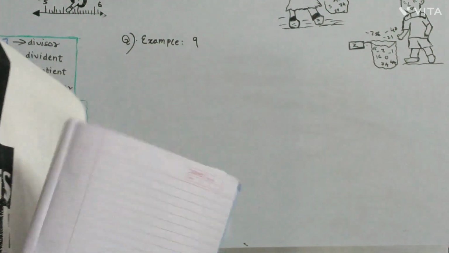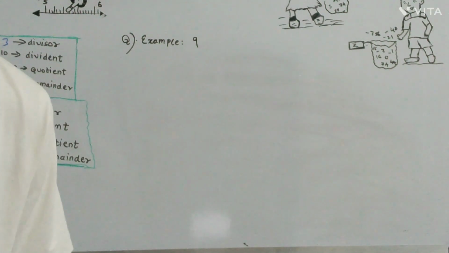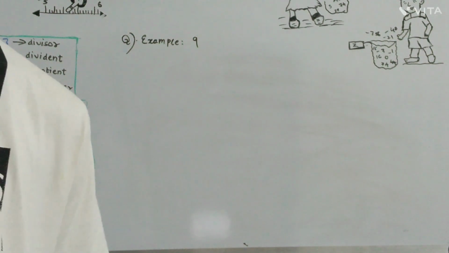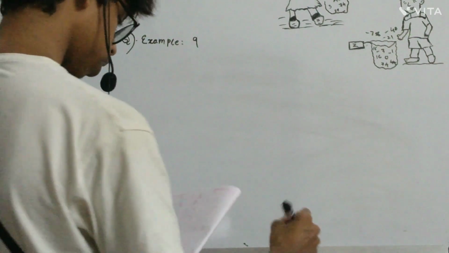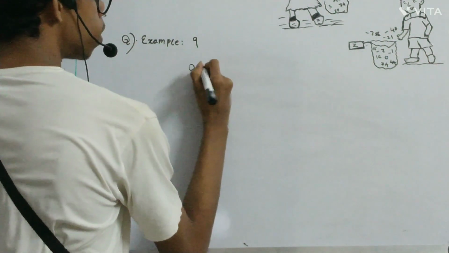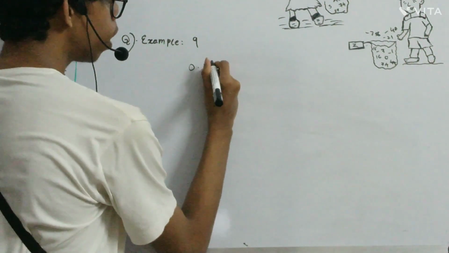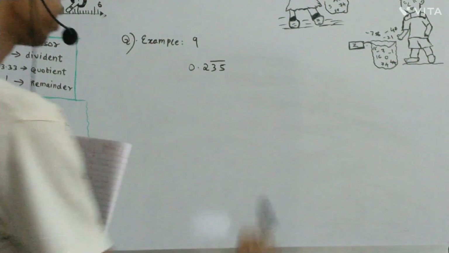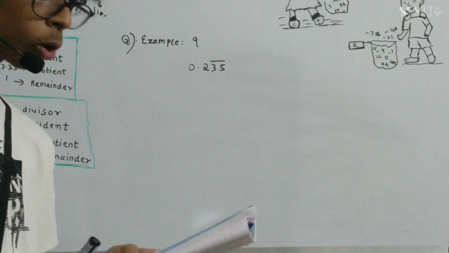The question is: show that 0.2353535 etc., which is 0.235 bar, can be expressed in the form of P by Q, where P and Q are integers and Q not equal to 0. So here it is similar to your previous question itself. Just see, the bar is present only on 3 and 5. That means 3 and 5 are the numbers that are repeating. The bar symbol is not present on 2. Don't make a mistake over there.